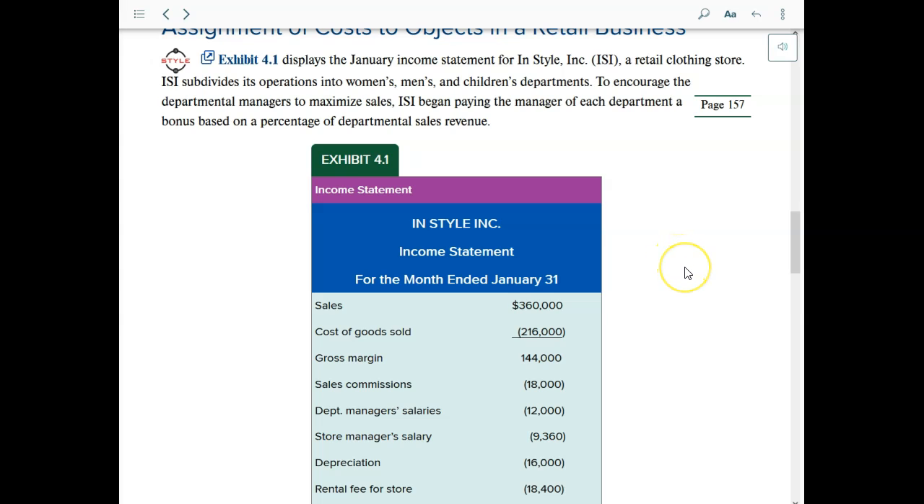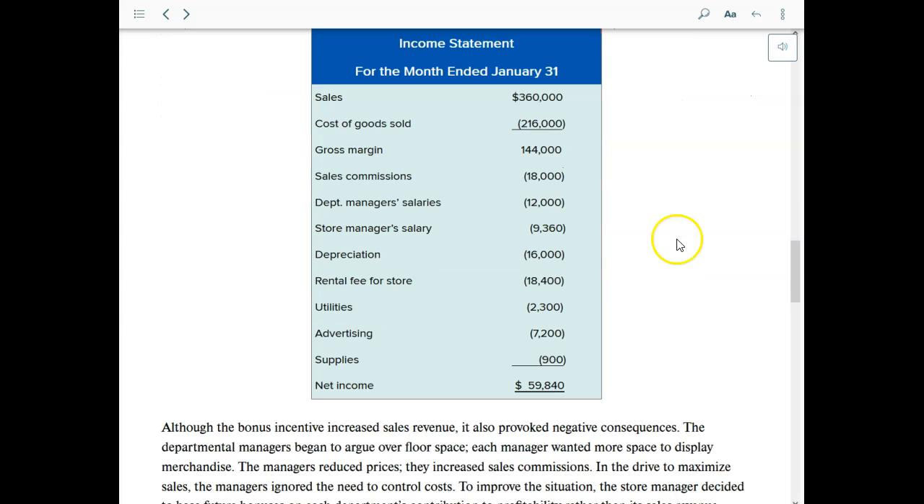Well, first they decided to give a bonus based on just sales revenue, not profit but revenue. Well, if you read this, it says that didn't work out very well. So now they decided to give the bonus based on profit of each department. So that will encourage managers to not only generate revenue, but also control their own cost. So again, from sales commissions on down, we're going to allocate these costs in one way or the other to the different departments.